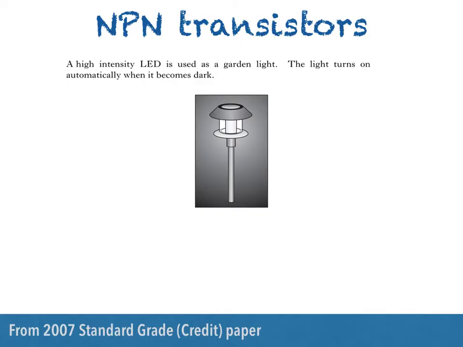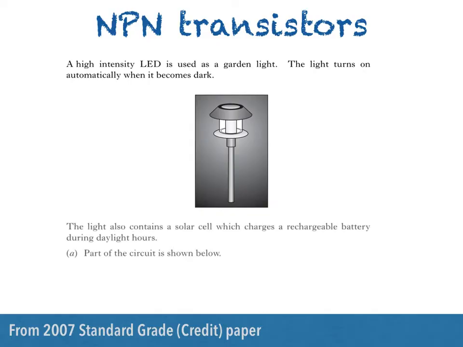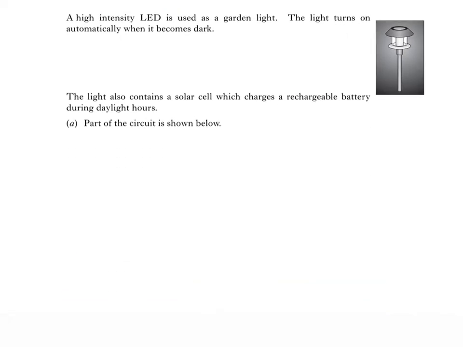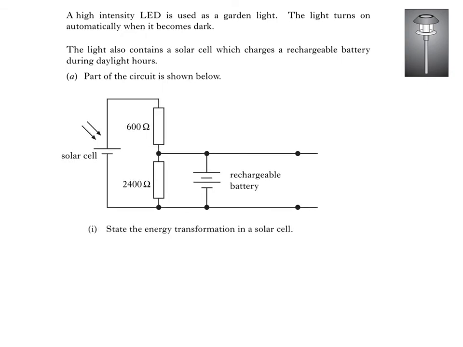A high intensity LED is used as a garden light. The light turns on automatically when it becomes dark. The light also contains a solar cell which charges a rechargeable battery during daylight hours. Part of the circuit is shown below. And here it is. We're then asked to state the energy transformation in a solar cell. The answer is, of course, light to electrical energy.